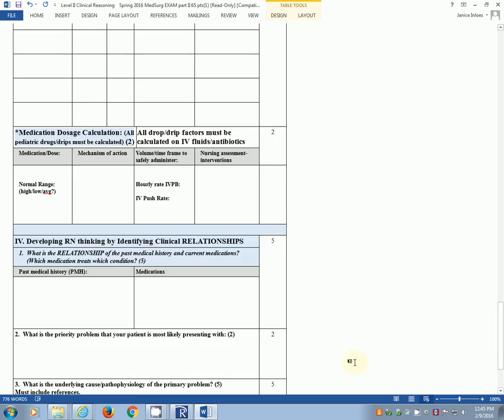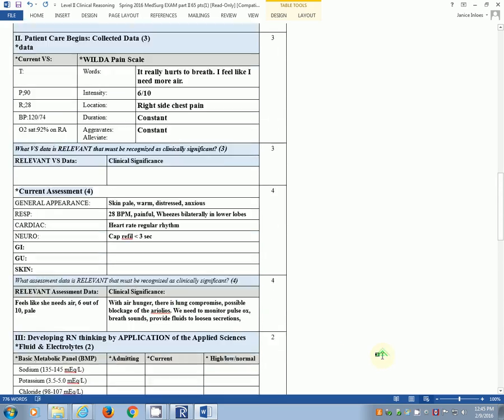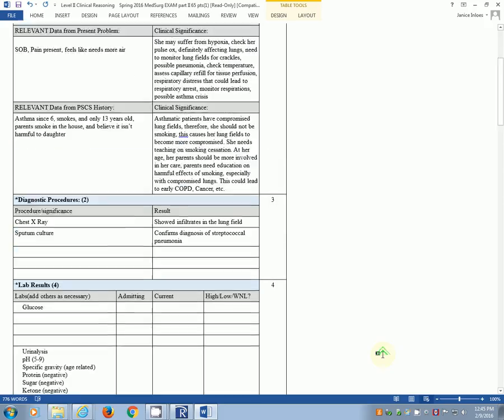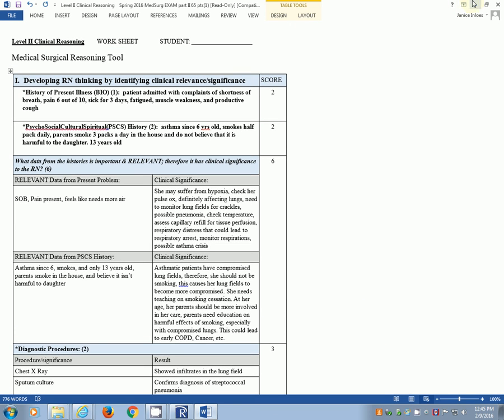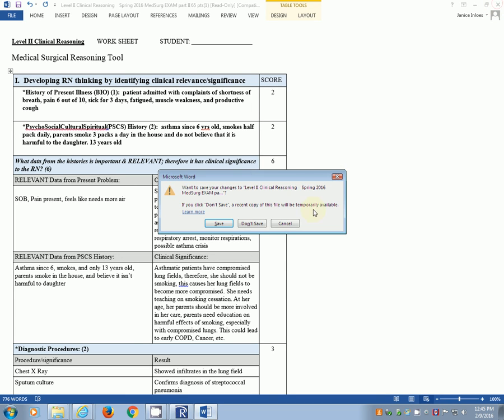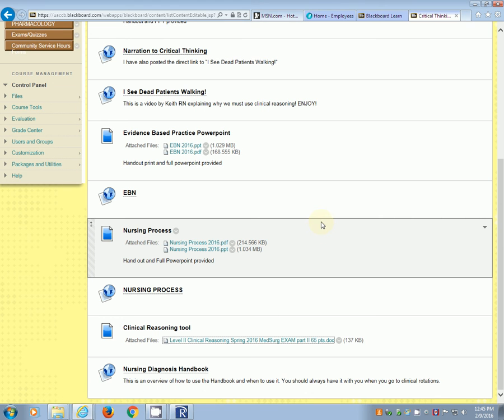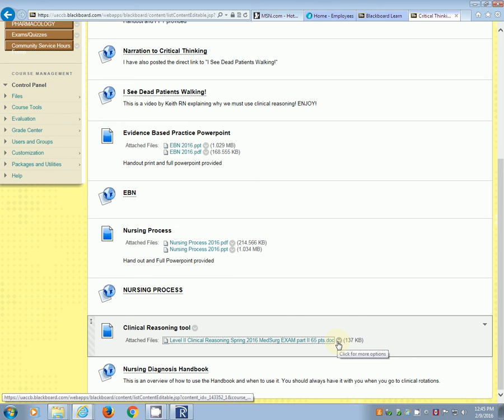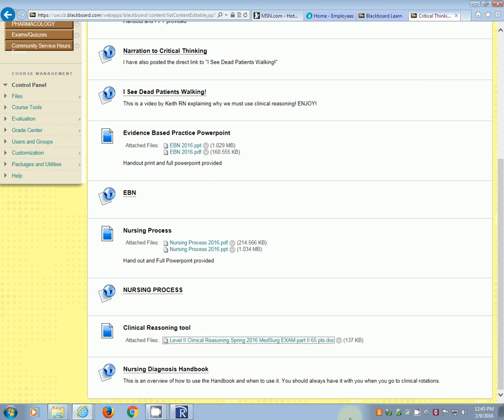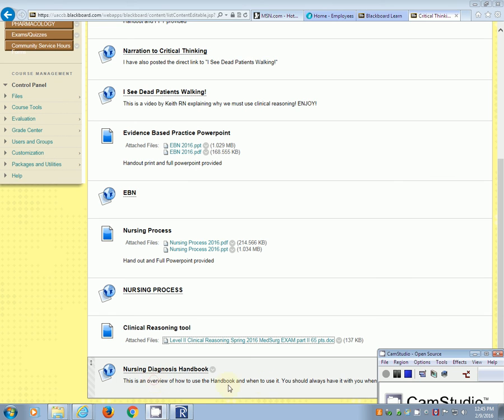So you'll want to save this and then upload it just like you would an assignment. So basically this is your clinical reasoning tool, and very briefly, very sketchy, filled it out very hastily. You will be spending a lot more time with that in the clinical setting. But I don't expect you to do a whole lot of anything with that. So I will put this case study up for you guys, but I've got to go ahead and see if I can get this to save, and let's see if it will.